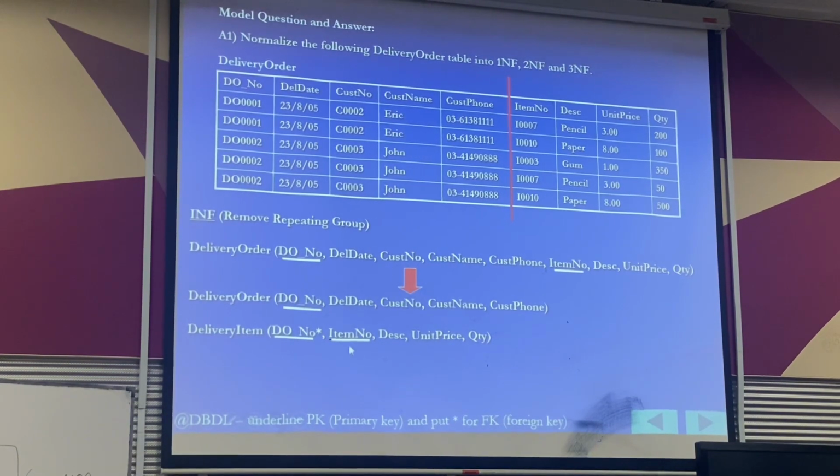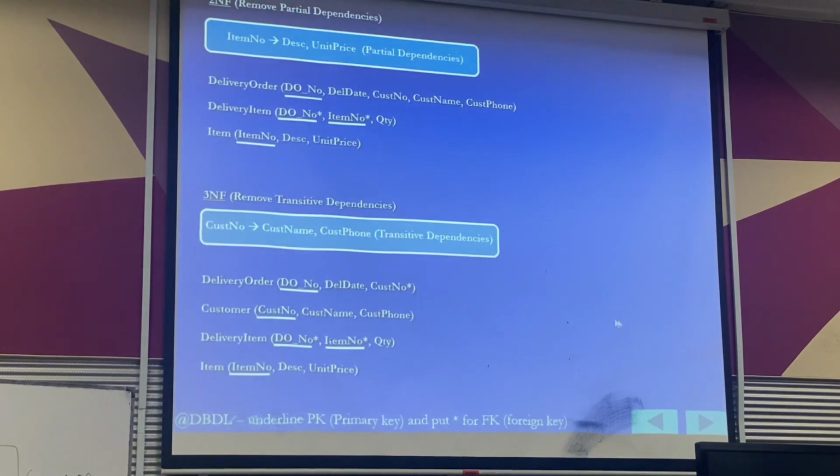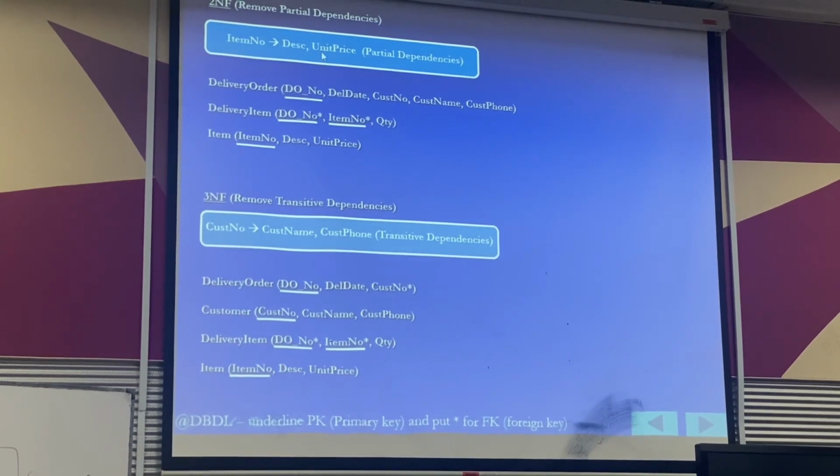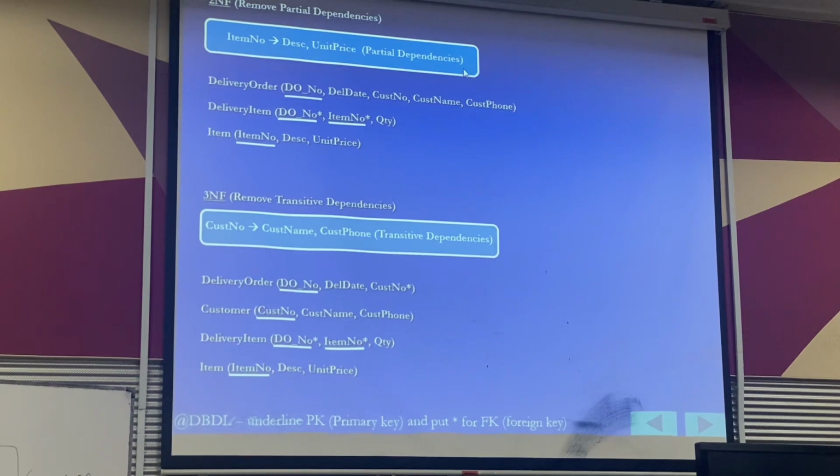So one table breaks into 2 tables. First normal form: remove repeating groups. Second normal form, like this. You write the table plus this: item number, description, unit price, partial dependency. 2 marks like that, this one 1 mark, this one 1 mark. Okay? So customer number, customer name, customer phone, transitive dependency. So this is what is different from the last semester.